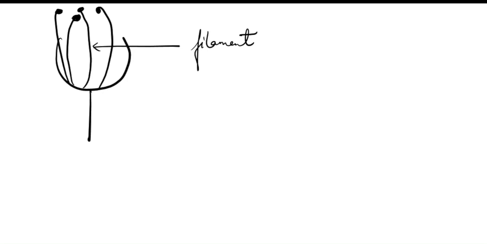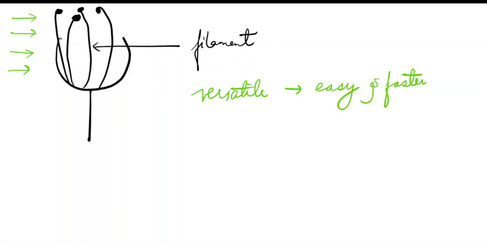Now suppose wind is coming from here, this is the wind, and these are the long filaments. Versatile means it can easily move. I will write the word. Versatile means easy movement, easy and faster movement. And tall, long, I told the reason. So if it is versatile, it can easily move and the wind can easily come and carry the pollens. I will draw the pollen again.